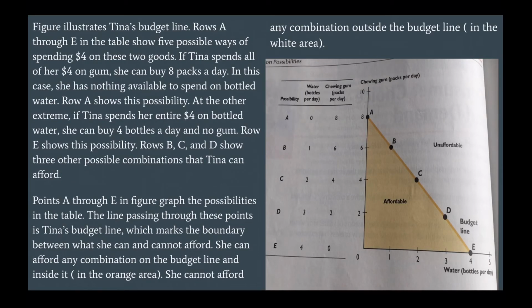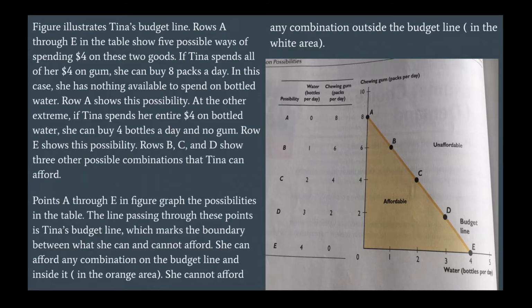The figure illustrates Tina's budget line. Rows A through E in the table show 5 possible ways of spending $4 on these two goods. If Tina spends all of her $4 on gum, she can buy 8 packs a day. In this case, she has nothing available to spend on bottled water. Row A shows this possibility. At the other extreme, if Tina spends her entire $4 on bottled water, she can buy 4 bottles a day and no gum. Row E shows this possibility. Rows B, C, and D show 3 other possible combinations that Tina can afford.